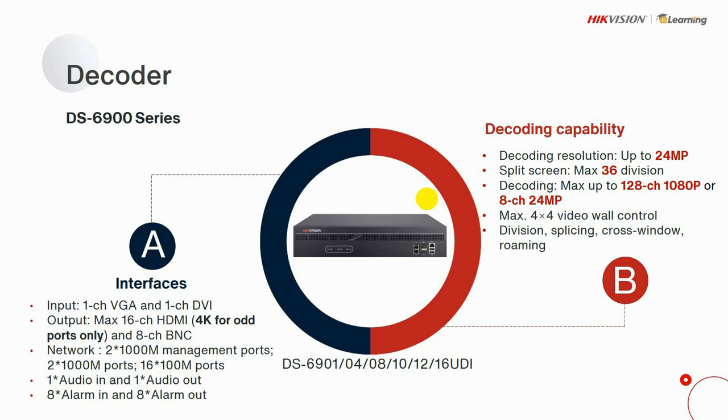But only odd HDMI ports support 4K. Only if the port number is odd. The decoding resolution of the 69 series decoder can be up to 24 megapixels at 30 FPS with 8 channels. It has a maximum of 36 divisions. It's limited by the number of windows. The maximum supported at 720p is only 64 channels. It supports control of a 4x4 video wall and division, splicing, cross window, and roaming.